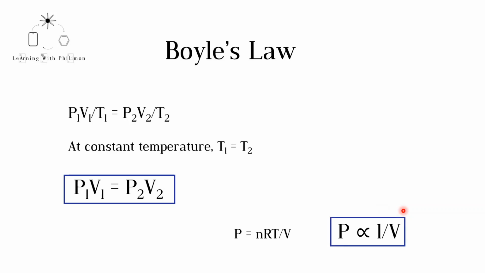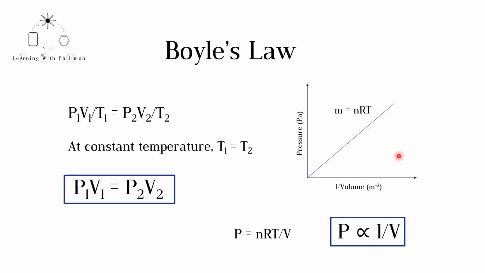Pressure and volume are inversely proportional, as shown in this graph. As the volume increases, the pressure decreases. If we want a linear graph, we can plot pressure versus 1 over volume. The slope of this graph would be equal to nRT.